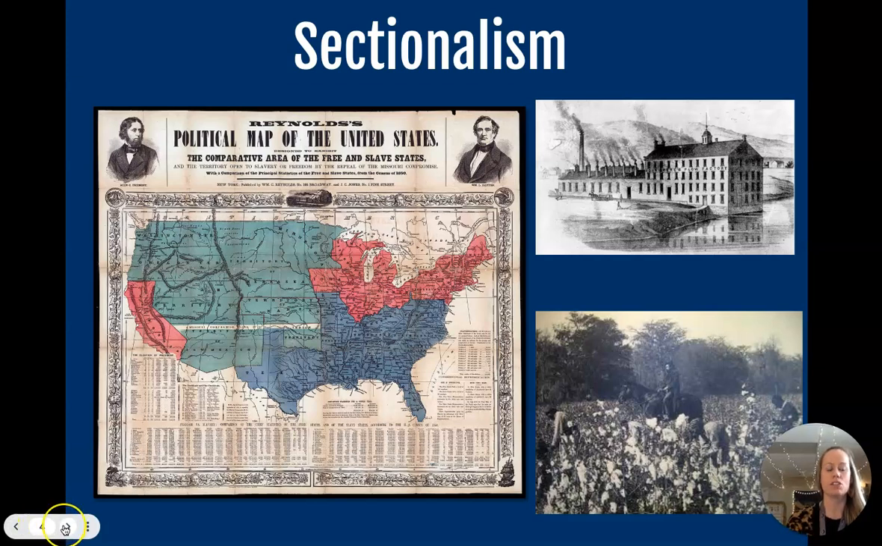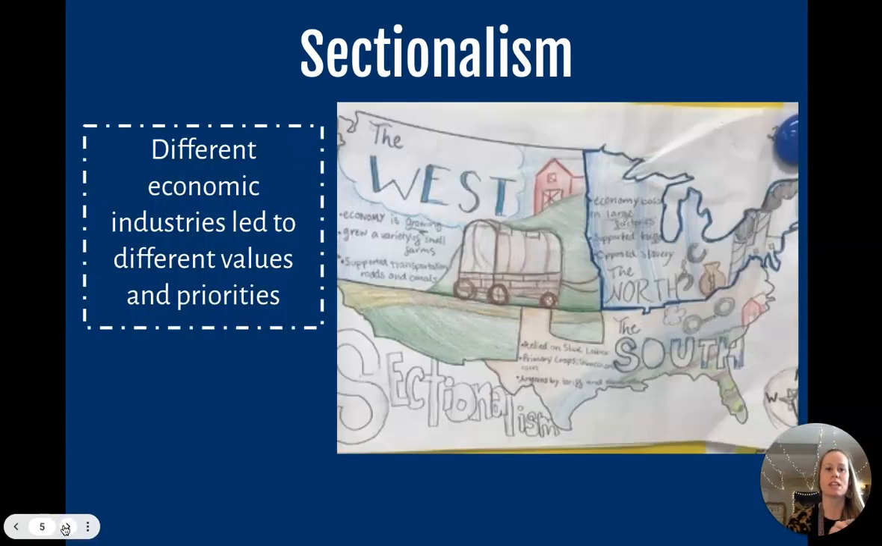Different parts of the United States are wanting and needing something different. And so sectionalism is that different economic industries lead to different values and priorities. So it's a little bit different than what you had on your activity for vocab. We looked at just the interests of one region outweighs that of the United States. It's the same thing. So different economic industries, cash crops, and industrialization are leading to different values and different priorities, different wants and needs. So sectionalism is taking your region, the South or the North or the West, and making it more important than that of the United States.